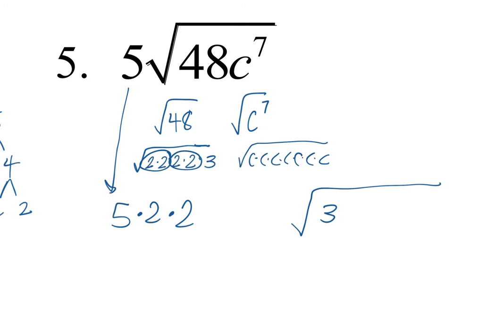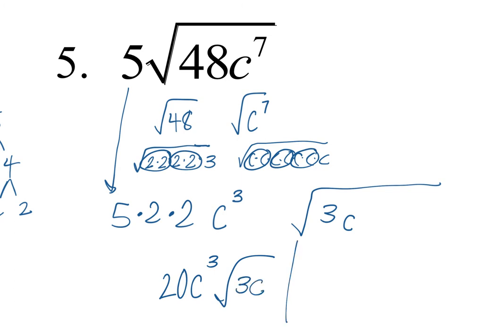Or you could just say, okay, this index of 2 right here, how many times does 2 go into 7? 2 times 3 is 6. So it goes into there 3 times with 1 left over. And we can see that if we decide to circle the groups of 2. So our final answer here, 5 times 2 is 10 times 2 is 20 c cubed square root of 3c.